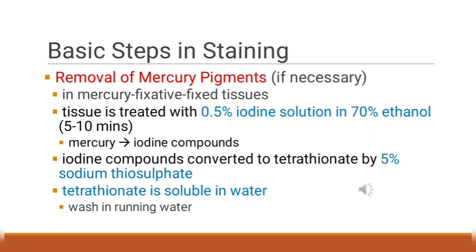In case of mercury-containing fixatives such as Zenker's is used, mercury pigments are precipitated on these sections. It has to be removed before staining is done. Removal involves treatment with iodine solutions, which changes the mercury to an iodine compound. This in turn is converted to tetrathionate by thiosulfate, which is readily soluble in water. The slides are placed in running water to wash out all extraneous chemicals.